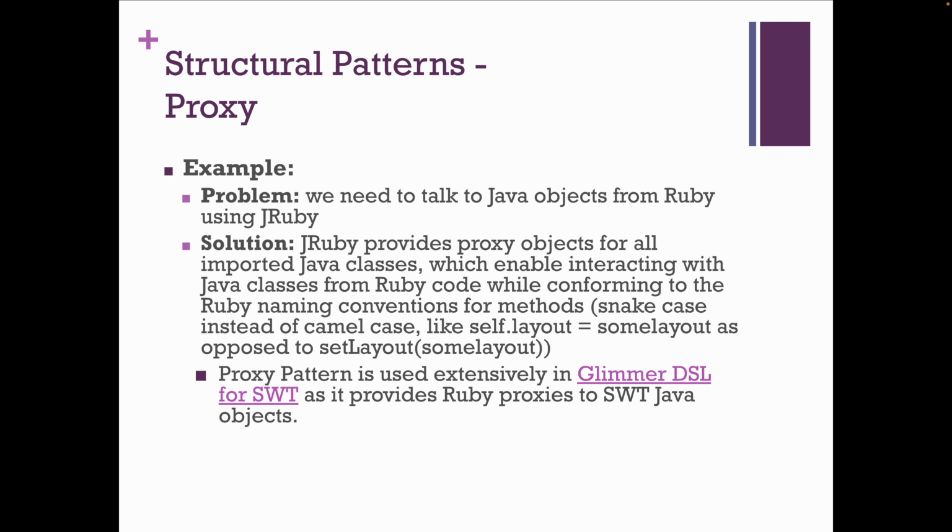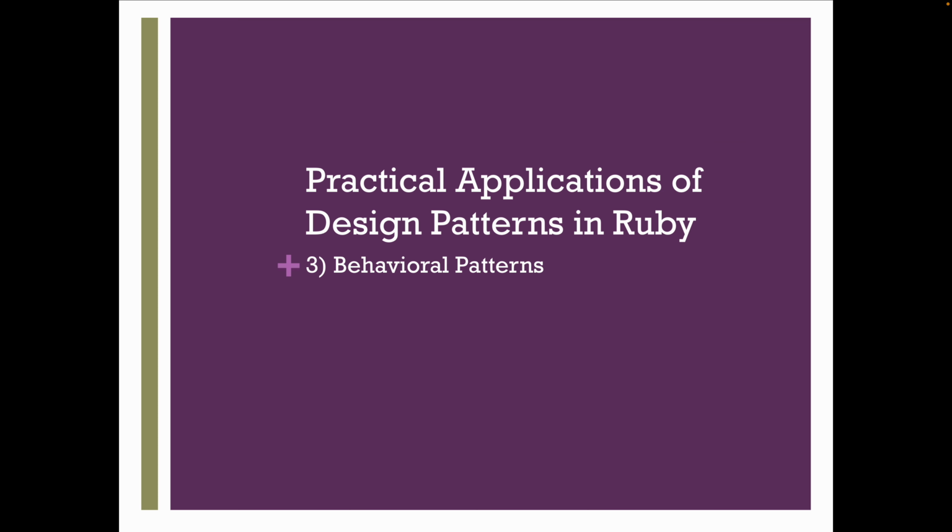In Java, there's something called RMI that lets you do that for desktop apps as well. You can put a server in one computer on the cloud, and then put another computer somewhere else that has a desktop app, and it can talk to the server using RMI with proxies. So yeah, I also use it in Glimmer DSL for SWT for other reasons. I proxy SWT GUI toolkit objects and hide them behind Ruby objects as well, but let's not get into that for now.